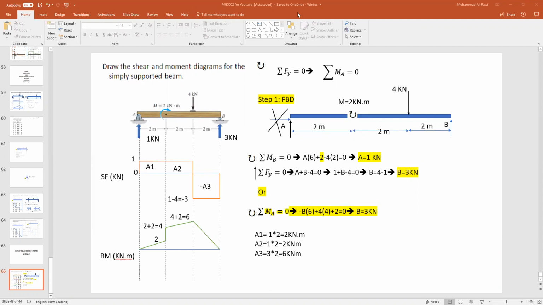Do you remember when we have a UDL, we always take it as a slope in the shear force, but when we have a point load, we take it as a vertical. That's exactly the same in the shear force, but now we are in the bending moment diagram. Moments at a point, we always take them vertical, a straight line. Any other question, guys?